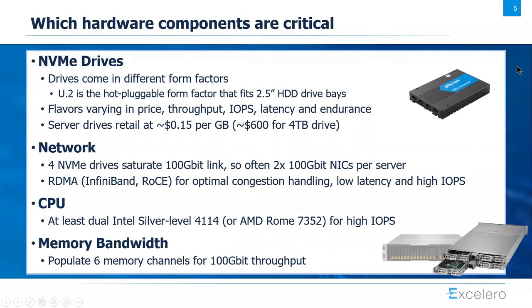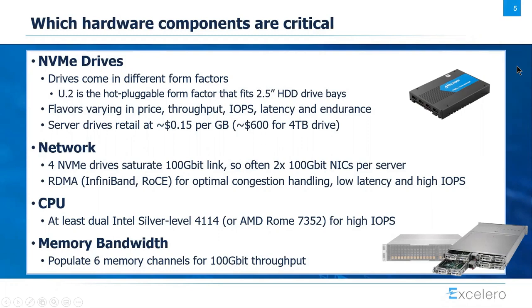The other important thing to keep in mind as we're talking about shared storage here is, of course, the network. 4 NVMe drives already saturate fully a 100 gigabit network link. So to have a good price performance ratio, you will typically want to have more than 100 gigabit NIC per server to have more than 4 drives per server.